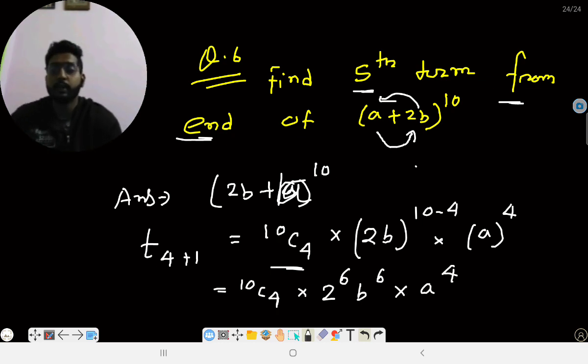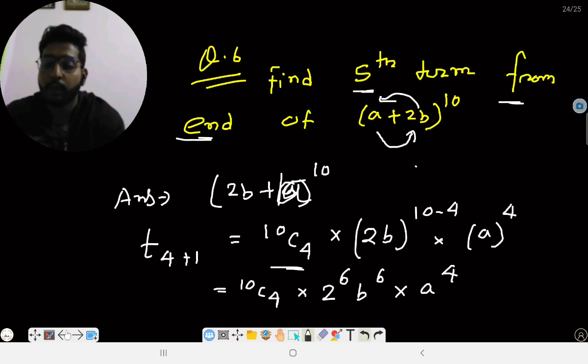So whenever it is given from the end, we have to reverse the expression and then use the formula. This is the way to solve this type of problem.